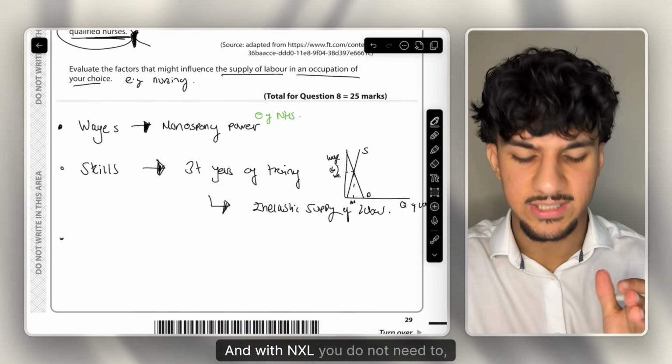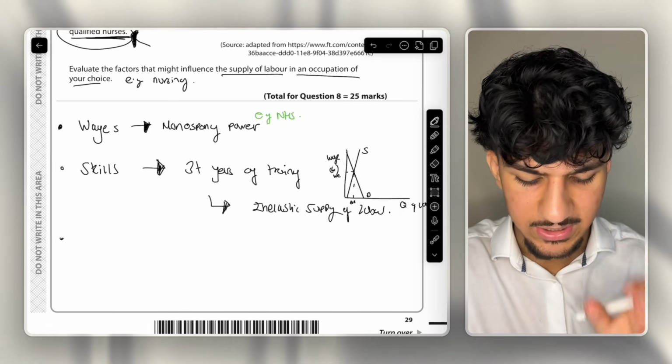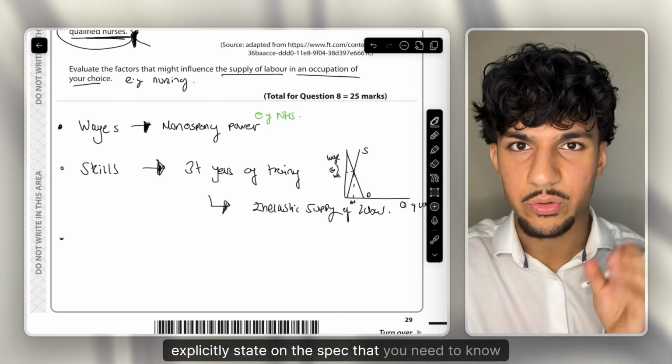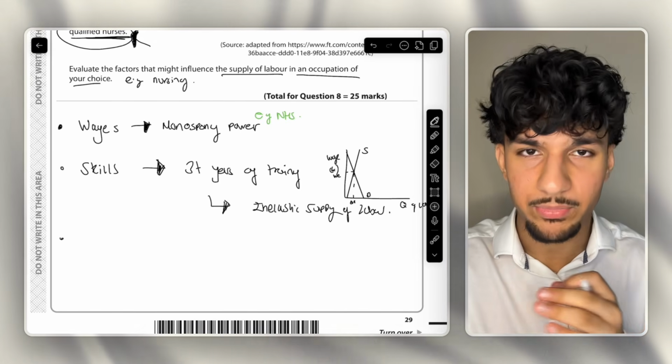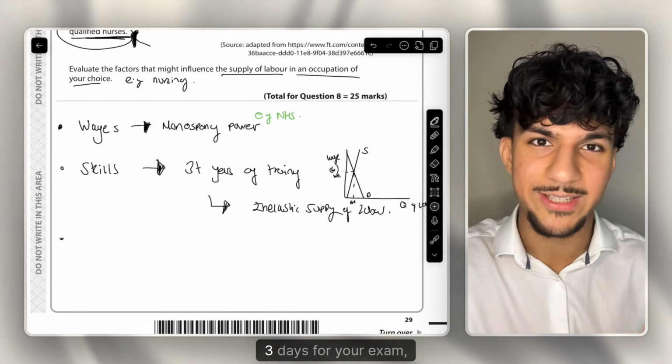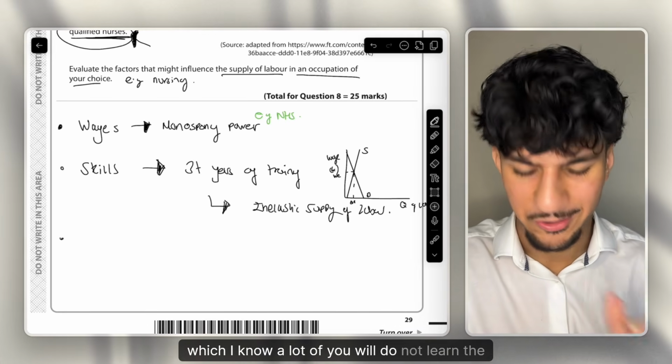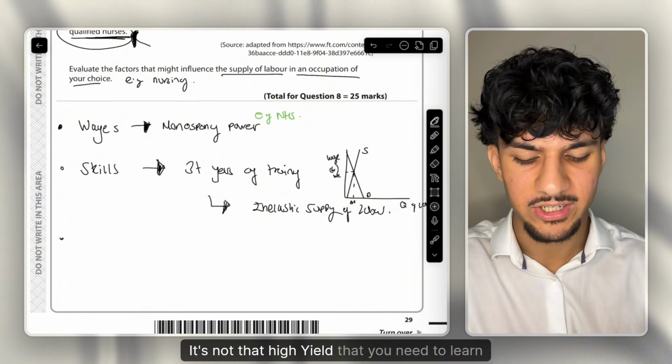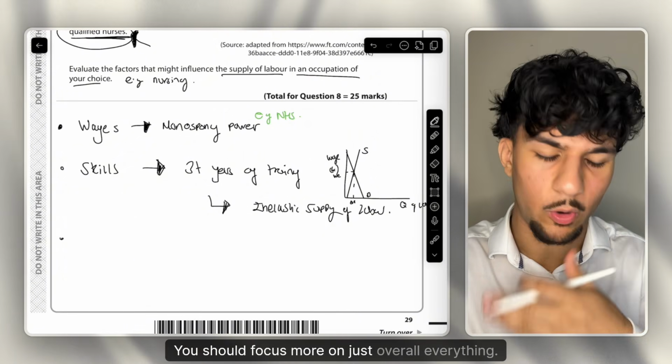And with Edexcel, it does not explicitly state on the spec that you need to know the monopsony diagram, but it totally depends when you're watching this video, I would say. If you're watching this video 2-3 days before your exam, which I know a lot of you will, do not learn the monopsony diagram. It's not that high yield that you need to learn it. You should focus more on just overall everything.